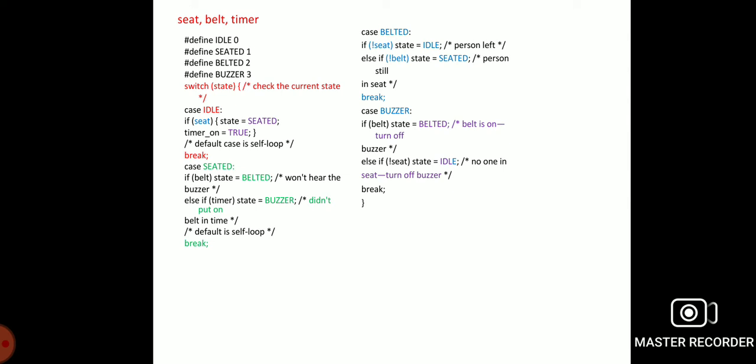In the case of SEATED, if the belt state is BELTED, it will not sound the buzzer. So with this timing function, we assign the time function of the T state, so the buzzer does not go on within the belt-in time. The default is a self loop, a break condition. So here is a small, understandable C language program.